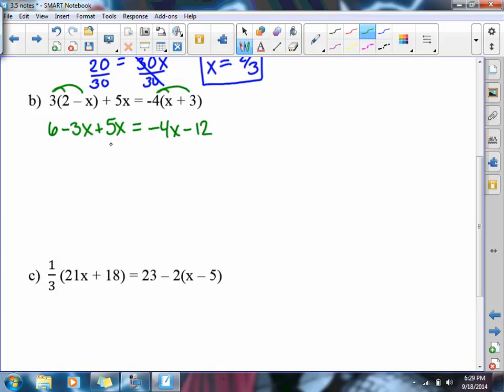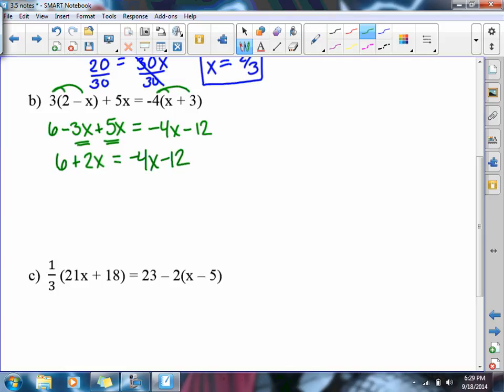Now again, on the left side of this equation, I have two x terms that I can combine together. And since they're on the same side of the equation, I'm just going to do what it says. I have a negative 3x plus 5x, so that'll get me a positive 2x. And then on the right side of the equation, I don't have any like terms to combine together, so I'm just going to rewrite it.